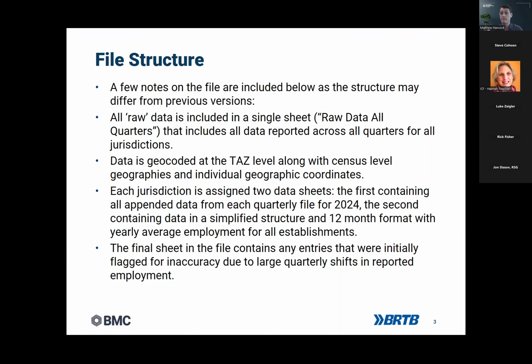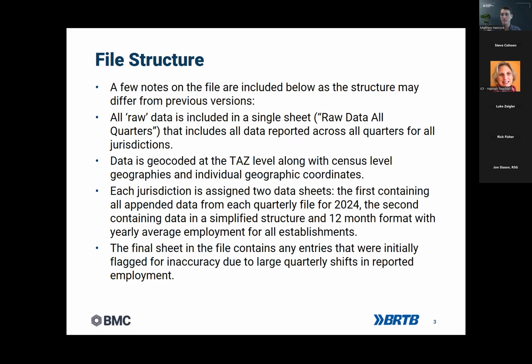Just a few notes, as this is my first time putting this together, so there's a few structural adaptations that were done. The raw data, so everything that is included for all quarters, is included in everyone's individual jurisdiction file. This will also include those raw files and then the TAZ files as well. Those are geocoded at the TAZ level, along with census level geographies and individual point level coordinates. Within each file, the first contains the entire appended data for every quarter from 2024, so you'll be able to see the entirety for every employer reporting that their Q1 through Q4 data is there.